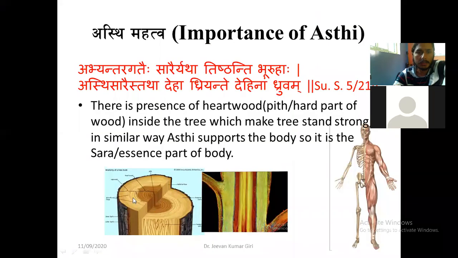You can see here, this is the tree, isn't it? In the center of the tree you will find the hard part, that is the heartwood or the pith. You can see this hard part in the next picture also. That helps to make the tree stand straight in the ground. Similarly, the asthi helps us to stand and to support the body. So it is the sara part that I have already explained for you.